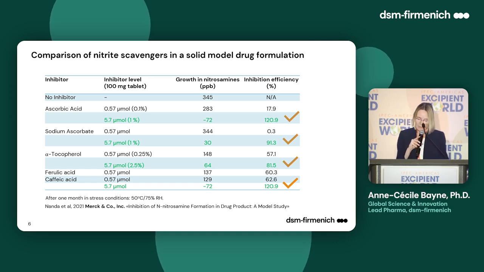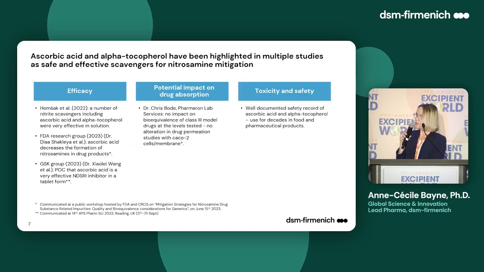So what you see on this slide is a table representing results that were obtained by Dr. Nanda back in 2021. And that was very significant data for us because they looked at the efficacy of ascorbic acid and sodium ascorbate, alpha-tocopherol, ferulic acid, and caffeic acid, different nitrite scavengers, on the inhibition of nitrosamine formation in a solid drug product. So this was for us the first time that we were seeing in solid drug product the efficacy of those molecules in being able to bring down the level of nitrosamines under stress at 50 degrees C and 75% relative humidity. So this was very encouraging.